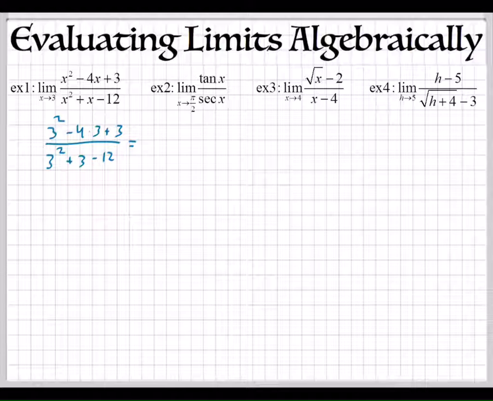Let's see what we got. On the top, that equals a 9, and that equals 12. So I have 9 minus 12 plus a 3, which would equal 0. And on the bottom, we have a 9 right here. We go 9 plus 3, which is 12. Then we subtract 12, we get 0. Indeterminate form. You cannot determine the answer because we got 0 over 0.